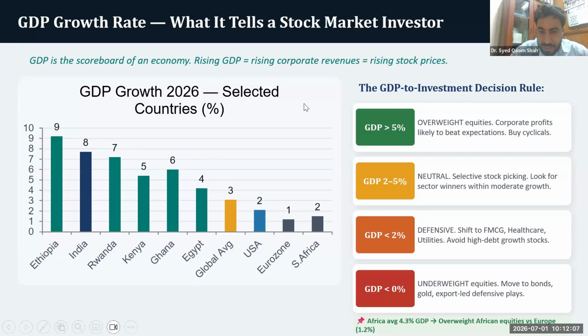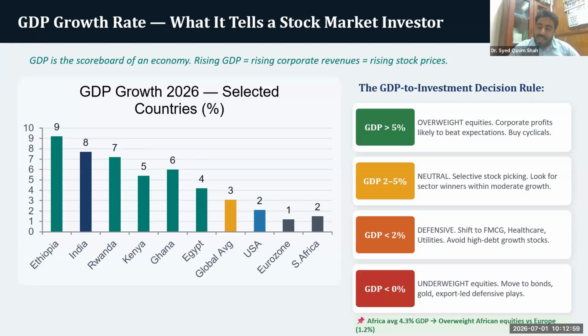Another example: if your GDP is between 2 and 5%, more than 2 and less than 5%, that is a neutral market. Selective stock picking can be done. Look for sector winners within the moderate growth. Who is the sector winner? Within a cement sector, textile sector, banking sector, or whatever the different sectors, you have to pick the sector winners, the sector that is performing well, if your GDP is between 2 and 5%.